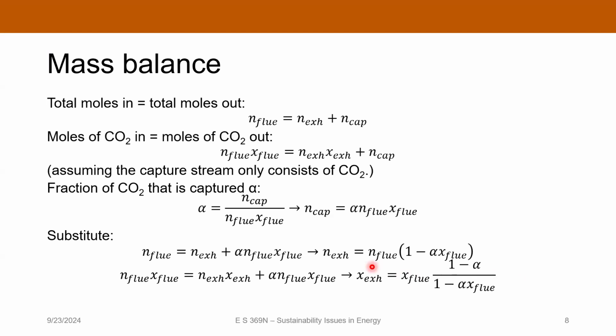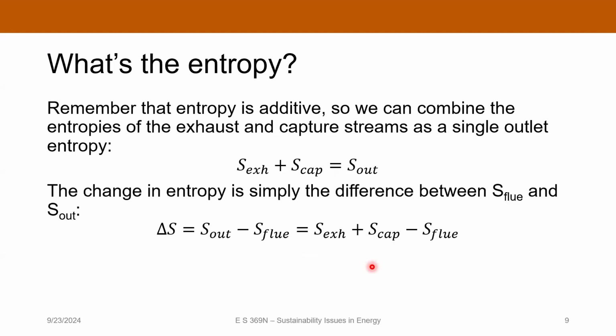Now let's talk about the entropy in our system. So we have two separate streams coming out of our magic box, right? The exhaust stream and the capture stream. Now we know that we can add the entropies of those two to get the entropy of the combined outgoing gas stream. So we'll add those together. Let's call that S out. So S is our entropy. And the change in entropy is going to be what happens inside that magic box. And so it's going to be S out minus S flue. And we can re-express that in terms of the individual entropies of the exhaust and capture stream. Okay, so that's kind of how we define our system.